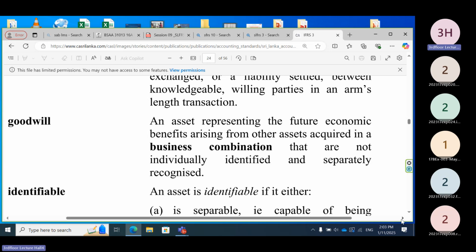So that is kind of an intangible asset that is created by overall quality, overall standard. Kind of, we can define that as a power of attracting customers, in other words, the goodwill. It will create future economic benefit. Why? Because we are attracting customers. That's another power.